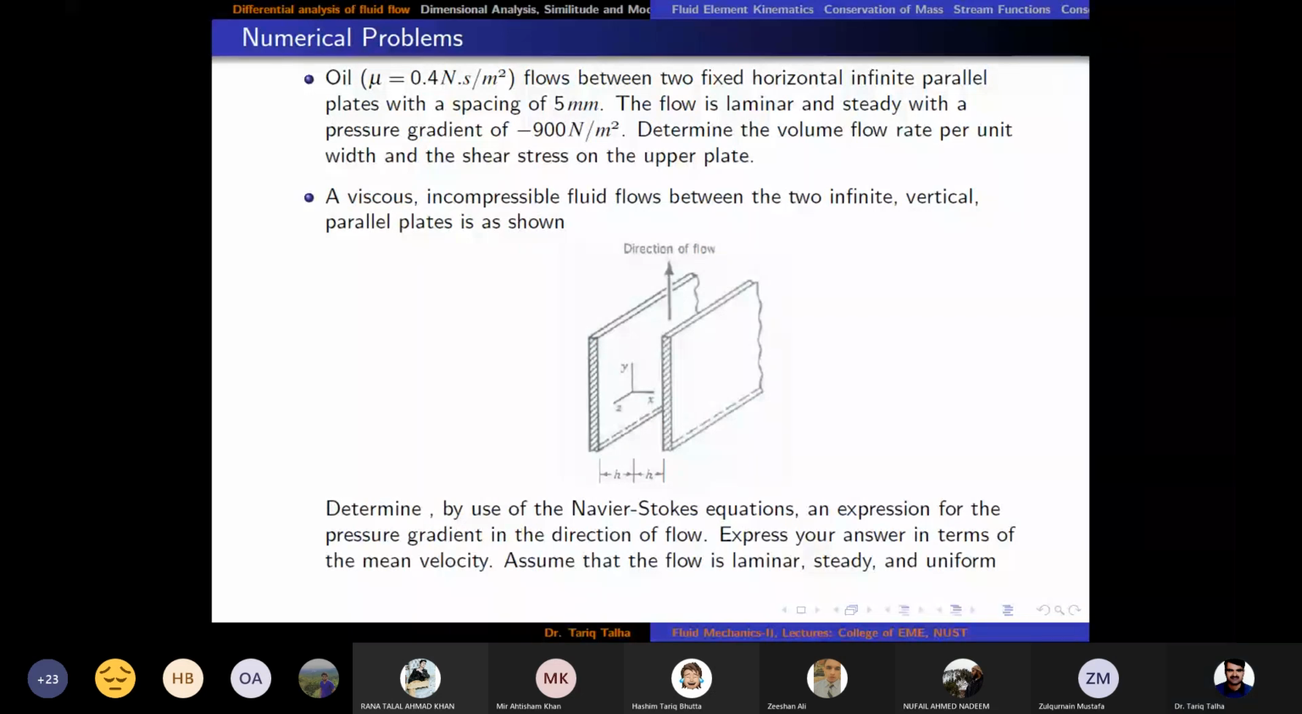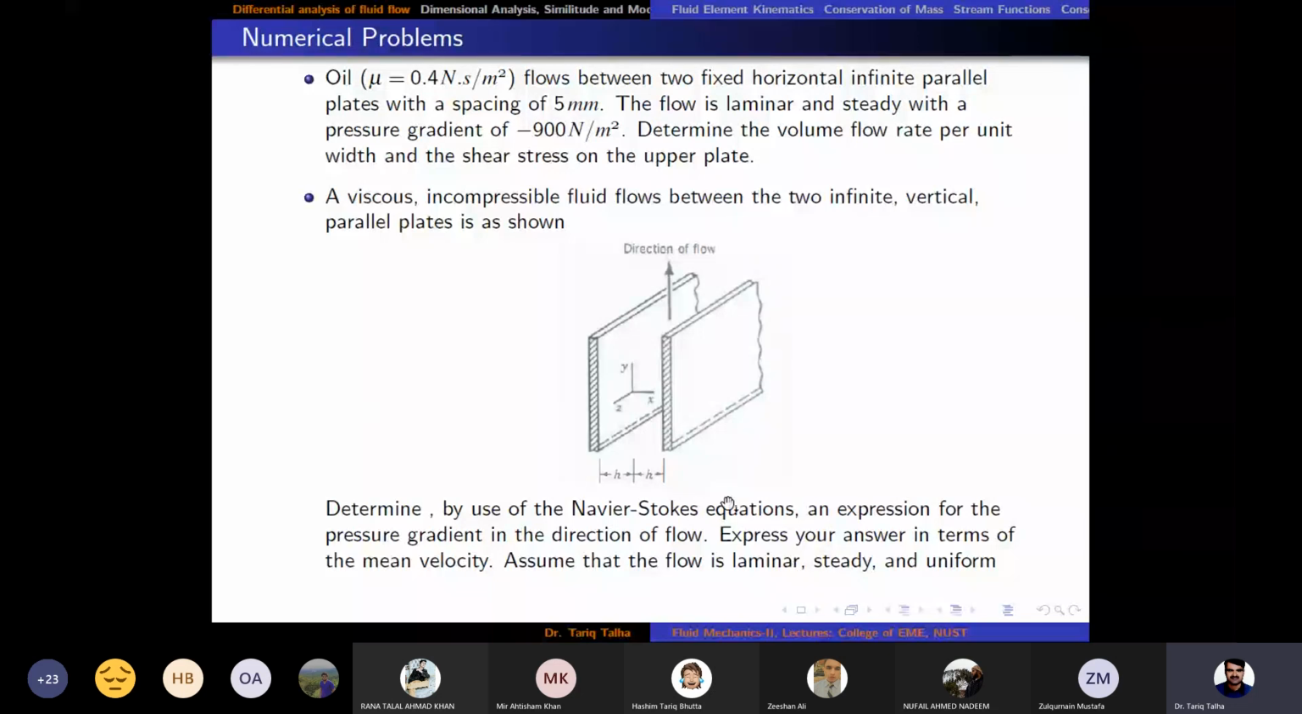Now we have two parallel plates, but the difference here is that the direction of flow is in the positive y direction. It is not in the x direction as we did for the flat Poiseuille flow. So now we would also have the contribution of the gravitational force, because now it is partial y. We need to determine the expression for the pressure gradient in the direction of flow, and then write it in terms of mean velocity.